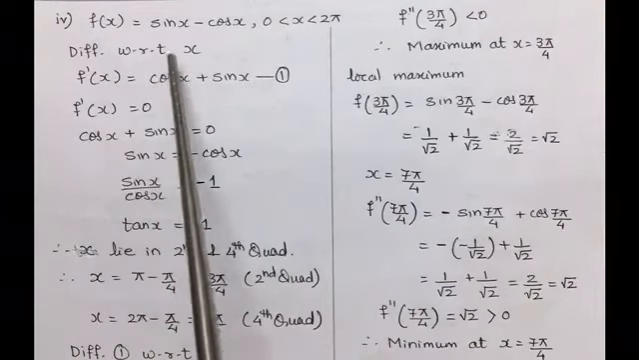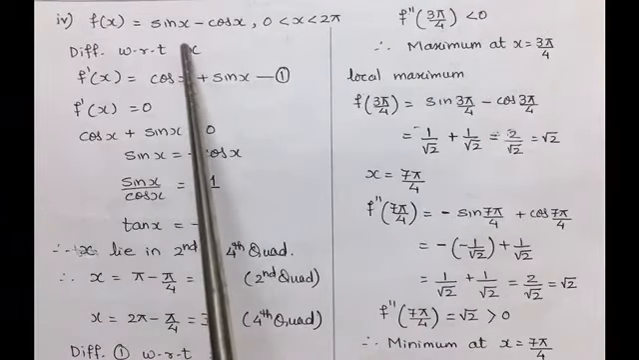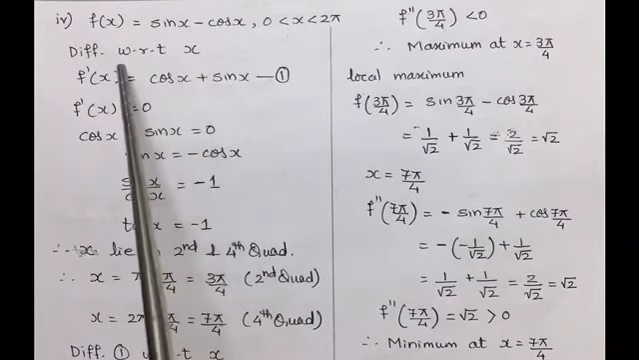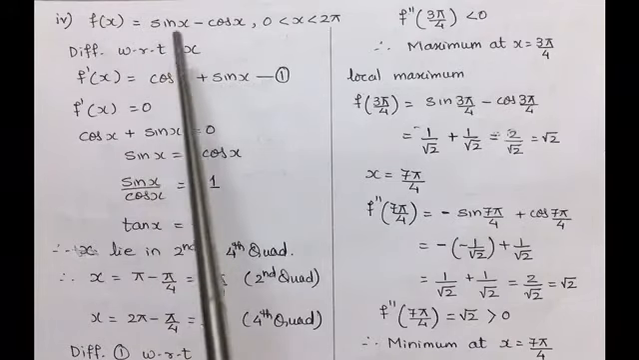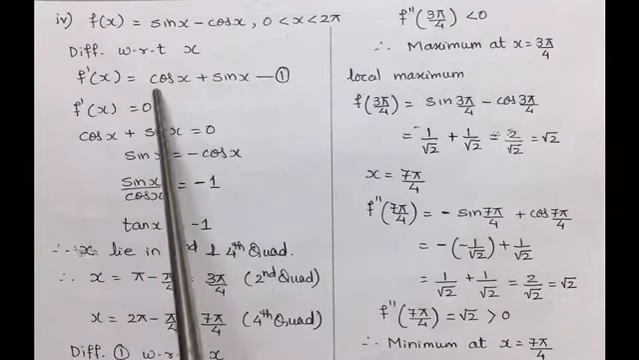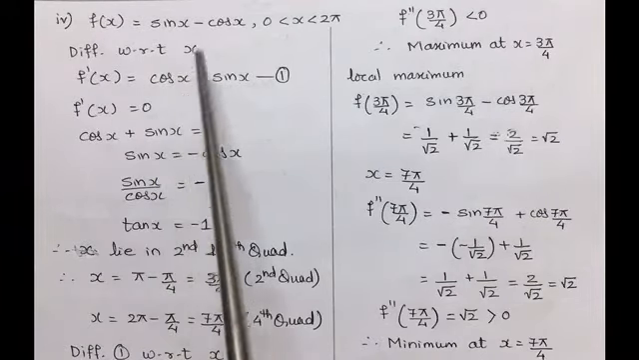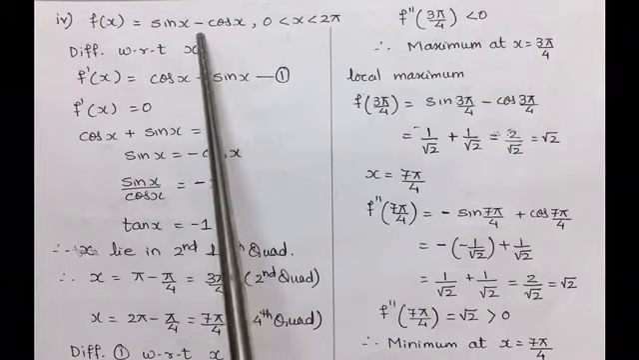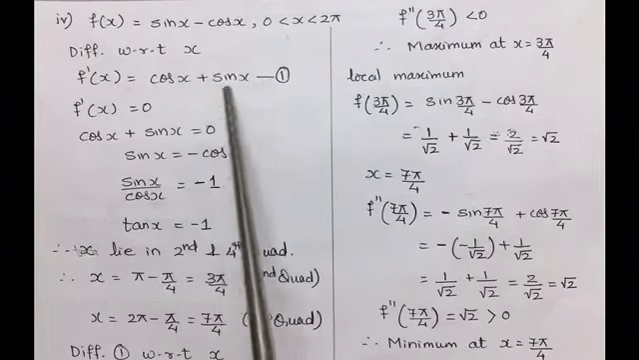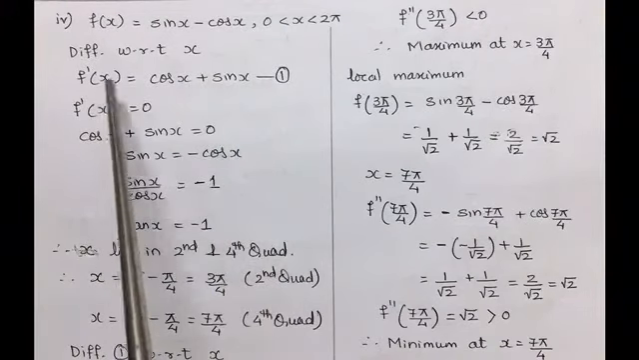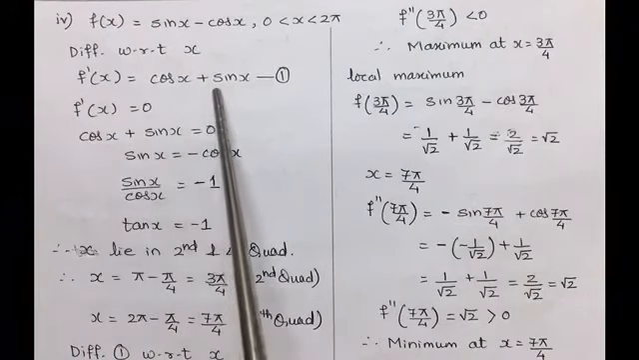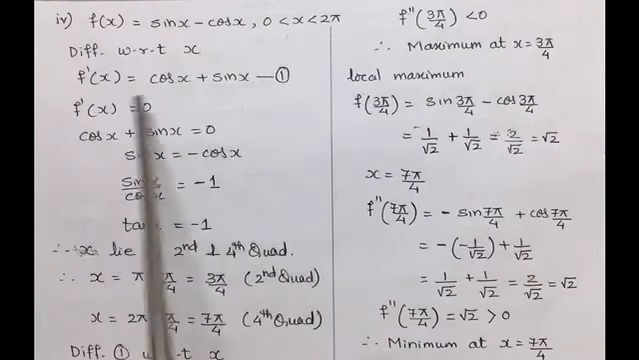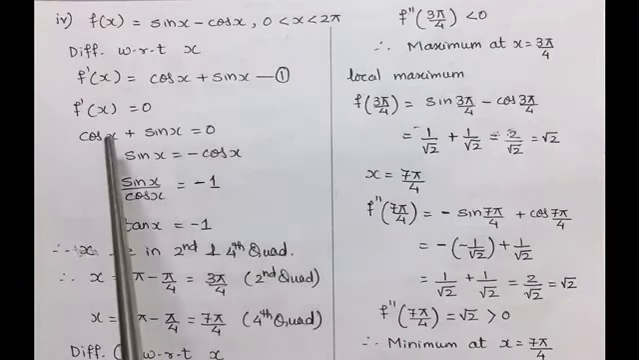So again, to calculate the value of x here and local maximum and minimum, we begin with taking out the first derivative. The first derivative of sin x is cos x, of minus cos x is minus sin x. So minus and minus makes it plus sin x. So f dash x is equal to cos x plus sin x. This statement we will mark as 1.